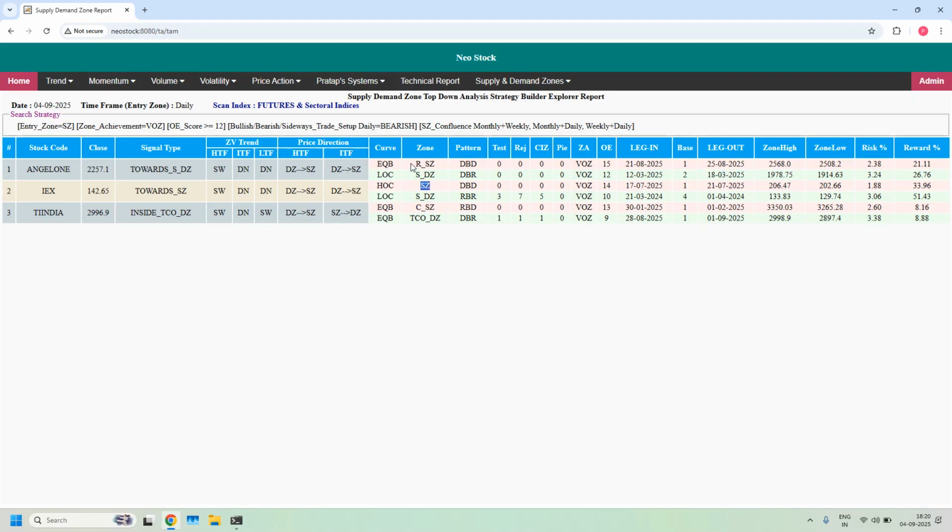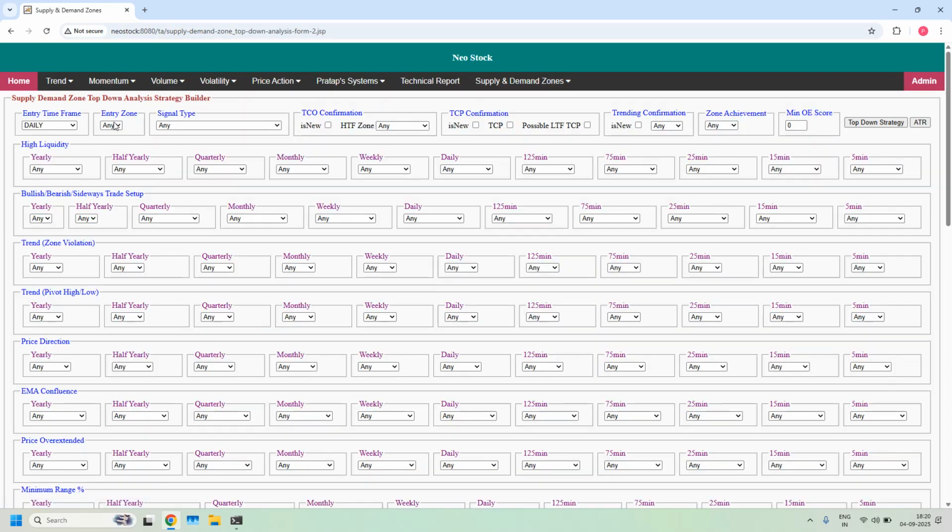So the daily, weekly, monthly supply zones are confluence in all the 3 stocks, but the monthly trend is sideways. Sideways trend EMA confluence does not give any advantage. So this is a bearish trade setup for monthly income trade. Next, I will generate weekly income trade reports.